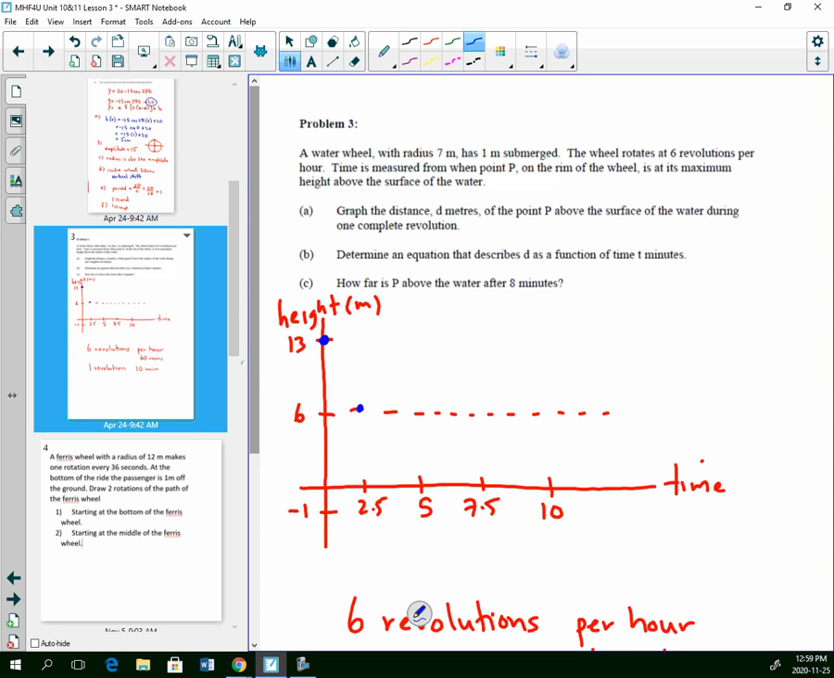Then we go to the middle, down to the bottom, back to the middle, back to the top, and there's 1 cycle. And then it would just repeat. Okay, so that's a sketch of the graph with the distance above the surface of the water. So now B wants us to determine an equation.